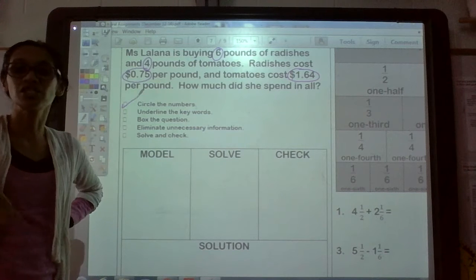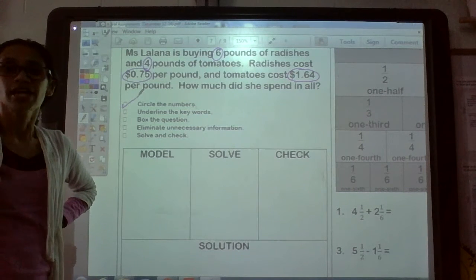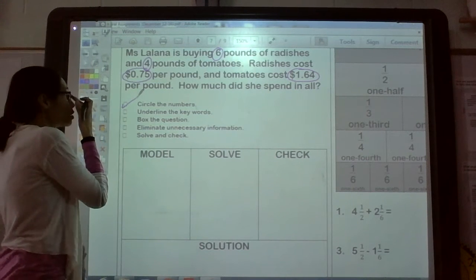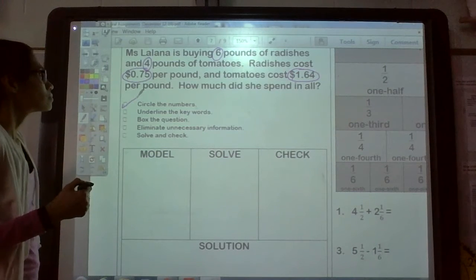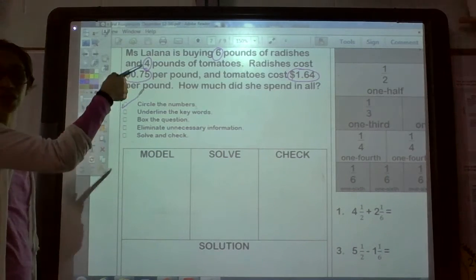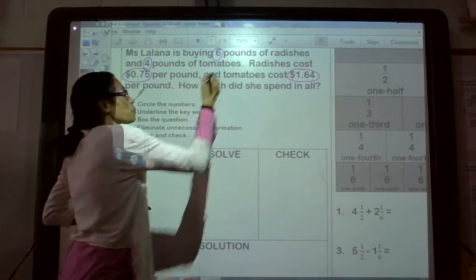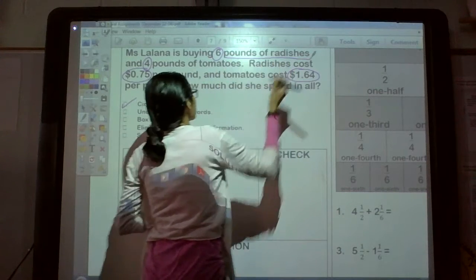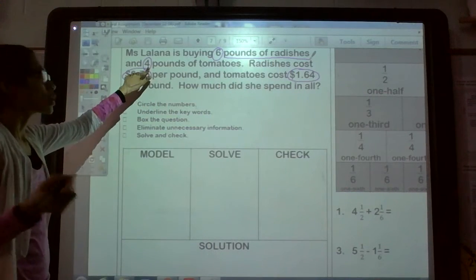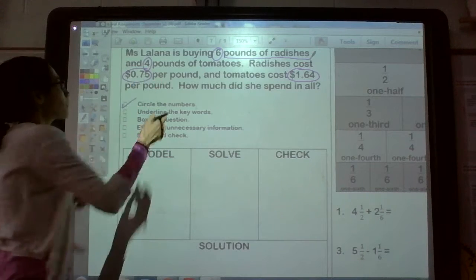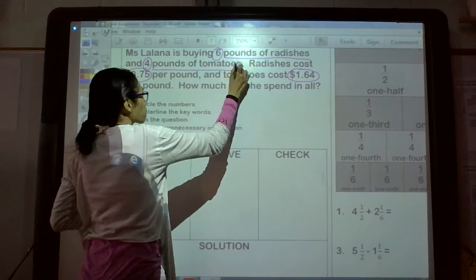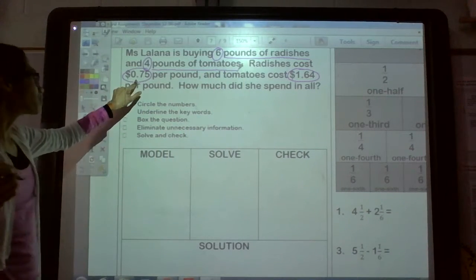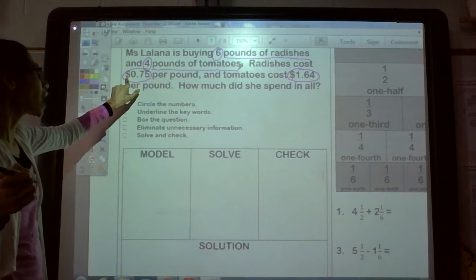The next step is the U step, is to do what? Underline the keywords. Find some keywords for me. We can start with the unit. So look at that 6. 6 what? Pounds of radishes. What else do you see? That 4. What unit goes with that? Pounds of tomatoes. Let's look at the 75 cents. The unit for that is a dollar sign.